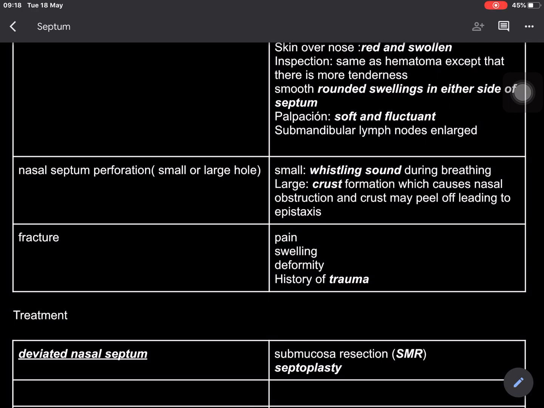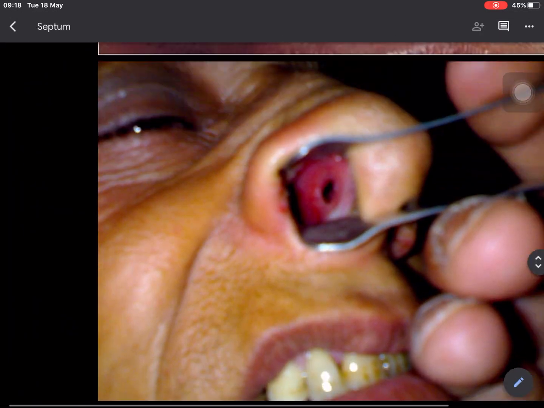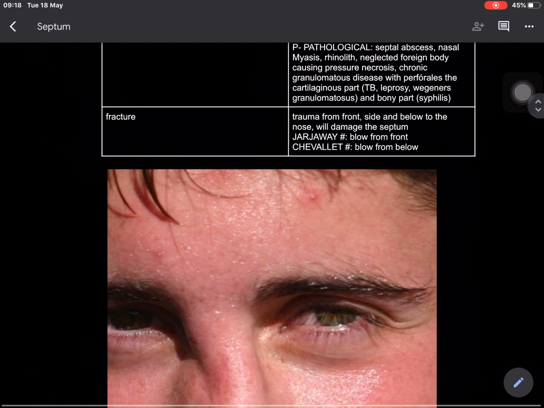Clinical features of fracture: the person will obviously complain of pain and swelling, and there's a history of trauma. And then we'll see the treatment. Once again, we'll see the pictures of the diseases.